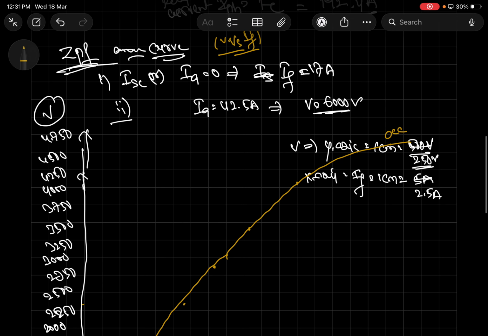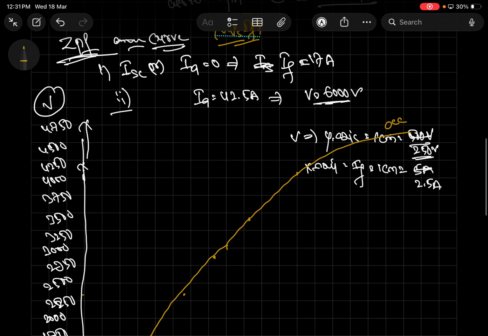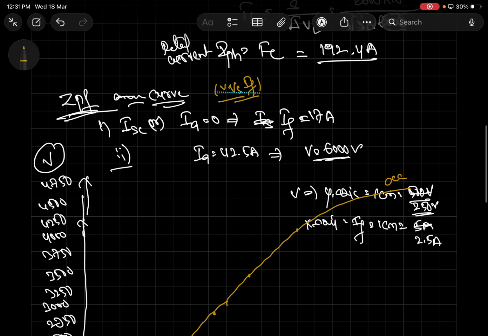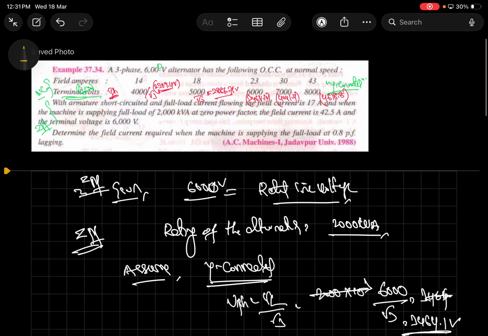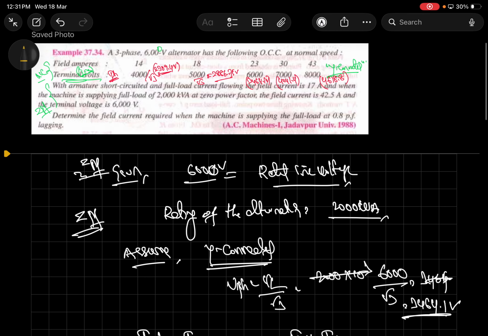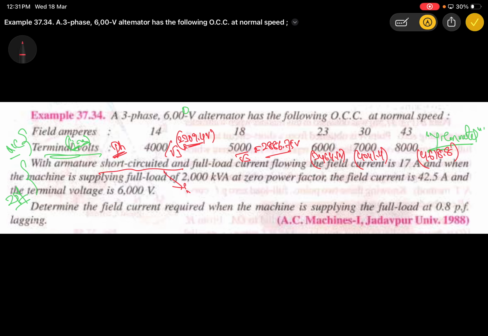Normally for a pure inductive load here, when IA equals 0, under short circuit, what happens here? What is given in the question? With armature short circuited. When the armature is short circuited, what happens here? Voltage is 0 or not? Under short circuit condition, voltage is 0 and current will be maximum here.